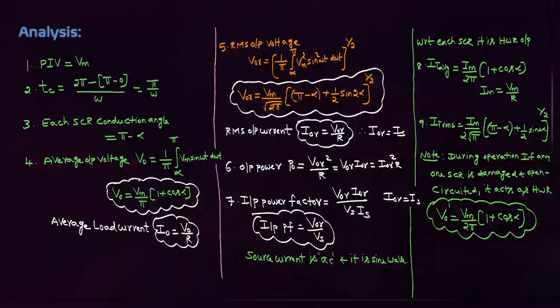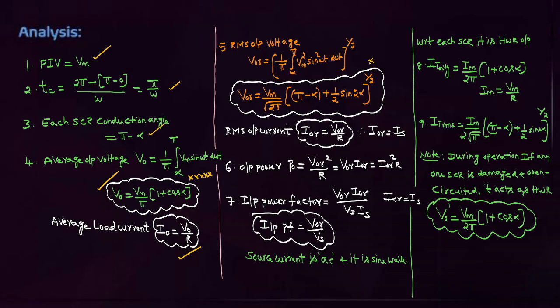But very important is the analysis point. For single phase full wave or fully controlled bridge rectifier using R load, what is the peak inverse voltage? In bridge configuration, always peak inverse voltage is Vm. The circuit turn off time is pi by omega. Each SCR conduction angle is pi minus alpha. What is the average output voltage? This is important. V naught equals Vm by pi into 1 plus cos alpha. For half wave controlled rectifier it is Vm by 2 pi into 1 plus cos alpha. But here Vm by pi into 1 plus cos alpha. That is 2 times. As compared to half wave rectifier, in full wave rectifier, the average output voltage is 2 times. This is average output current expression.